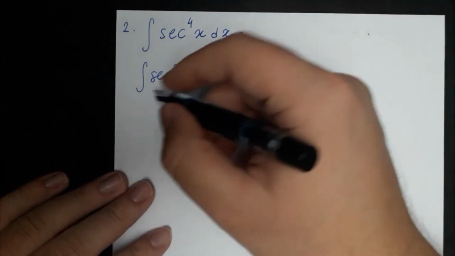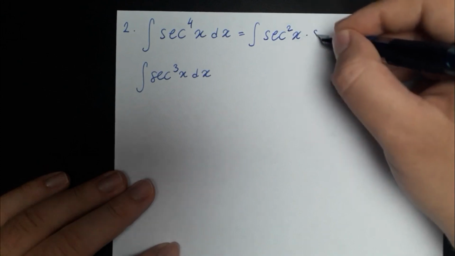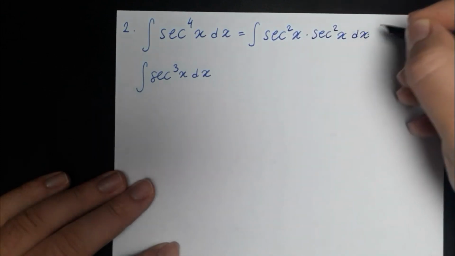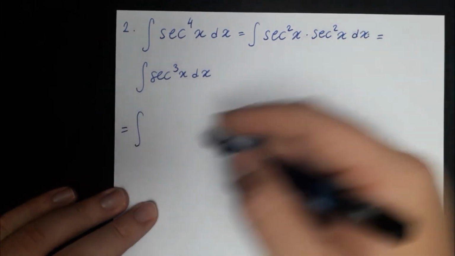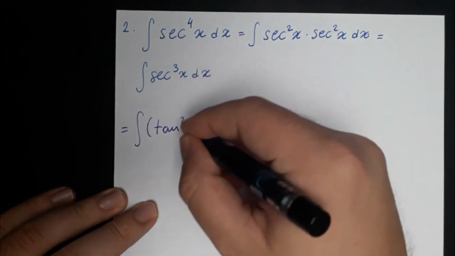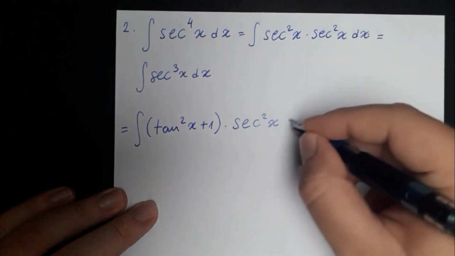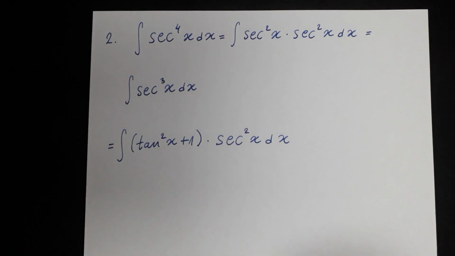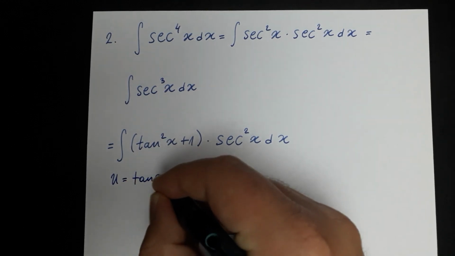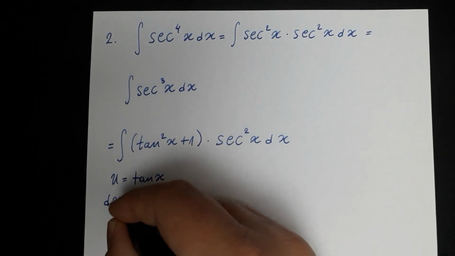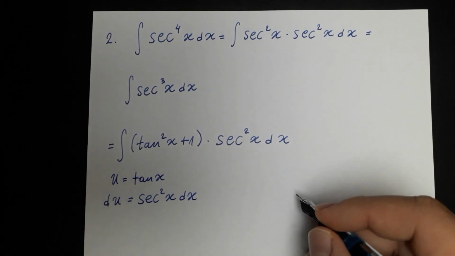Basically, we can write this integral which we have as an integral of secant squared x times secant squared x dx. This is then going to be equal to secant squared x we can write as tan squared x plus 1 times, and just rewrite the secant squared x dx. Now we are going to introduce a substitution that u is equal to tan of x, and then we get that the differential of u is equal to secant squared of x dx.